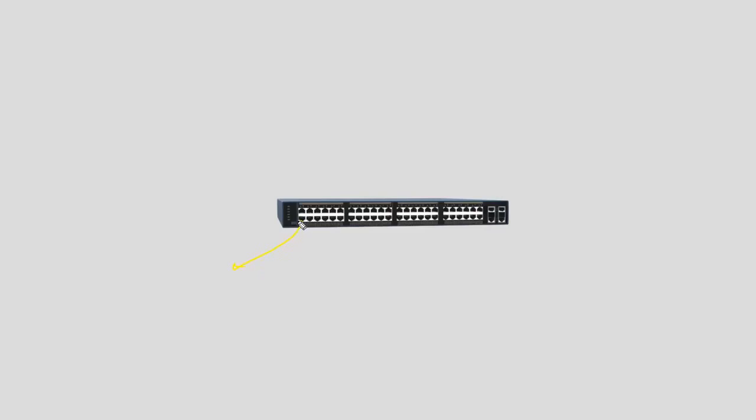So let's say this switch is working. It will show you here a green link light, very simple. And it will either keep blinking or stay stable.